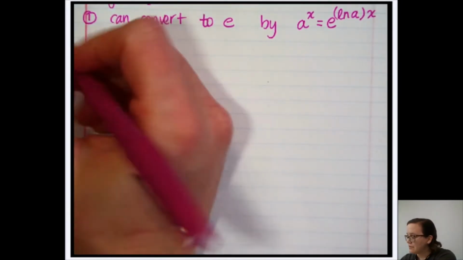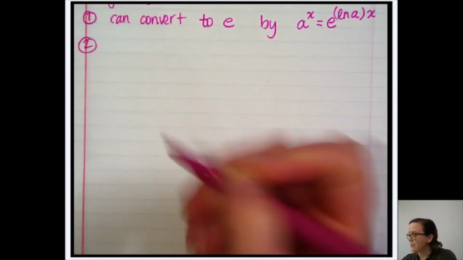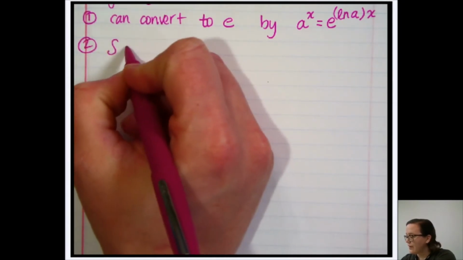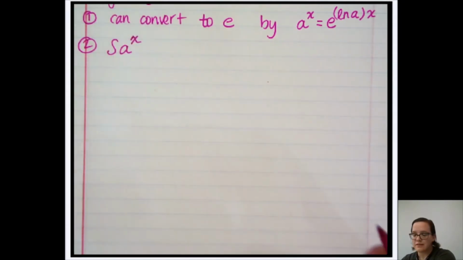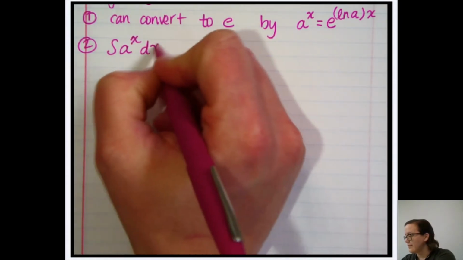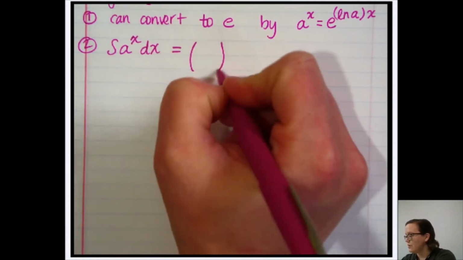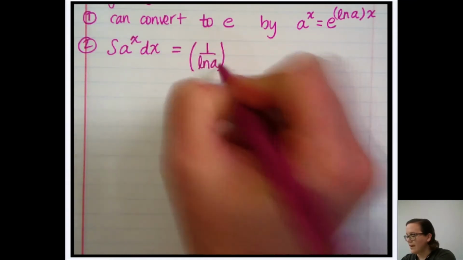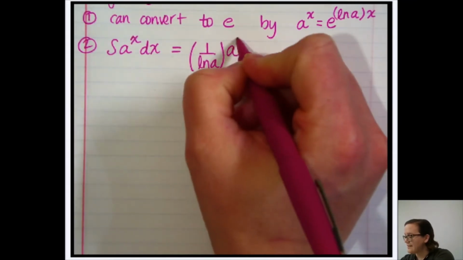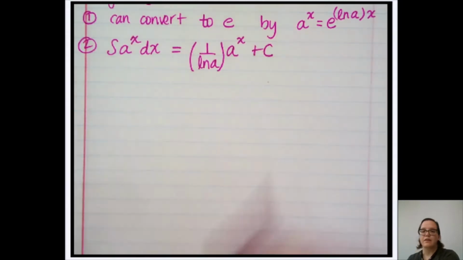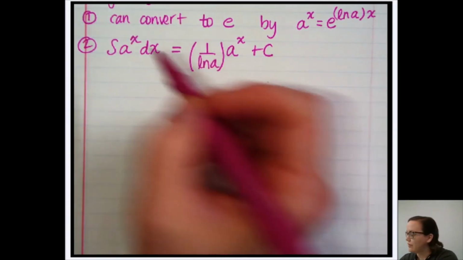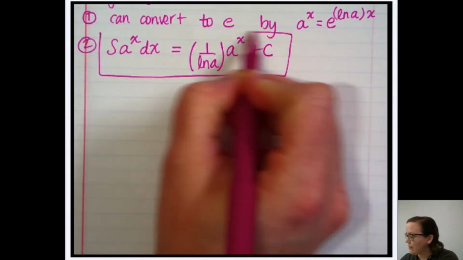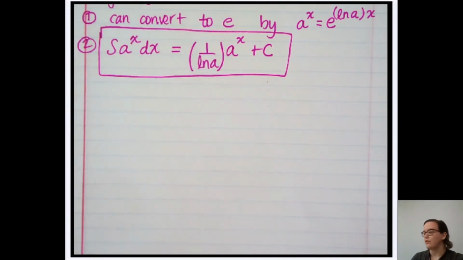The other way we can do it is by using this theorem that says the integral of any base a to the x dx is equal to 1 over the natural log of a times a to the x plus c. Since we have this formula, I personally would prefer to do this, and so that's how I'm going to show you how to do it today.